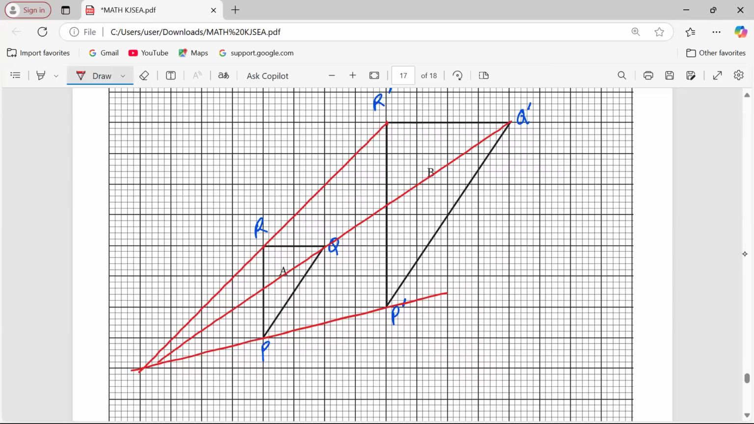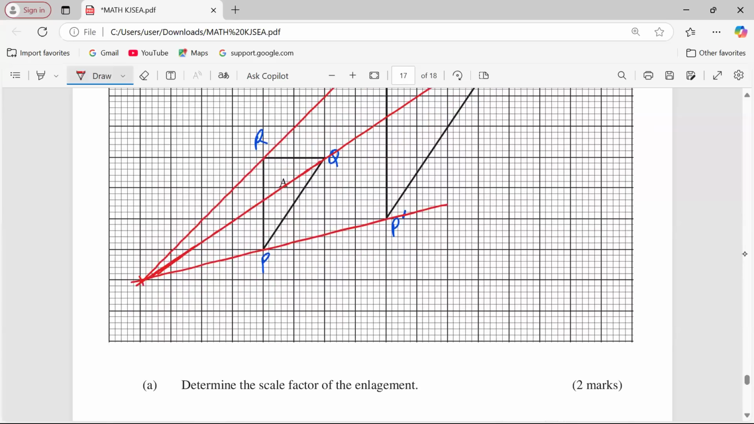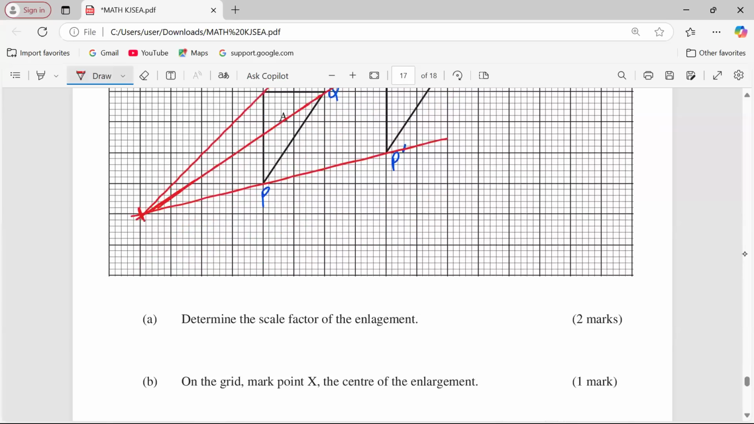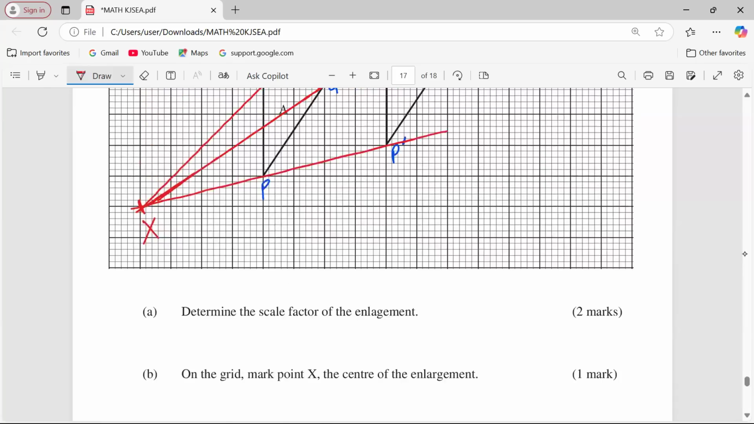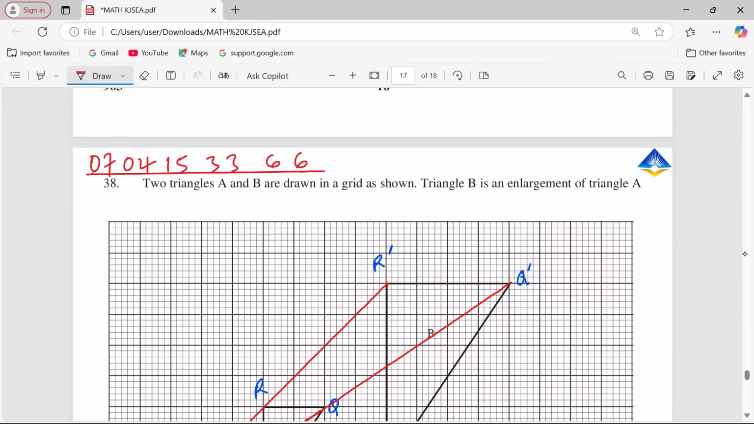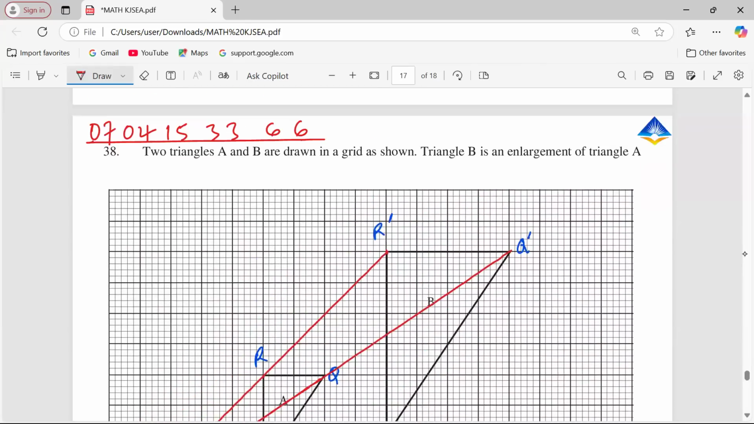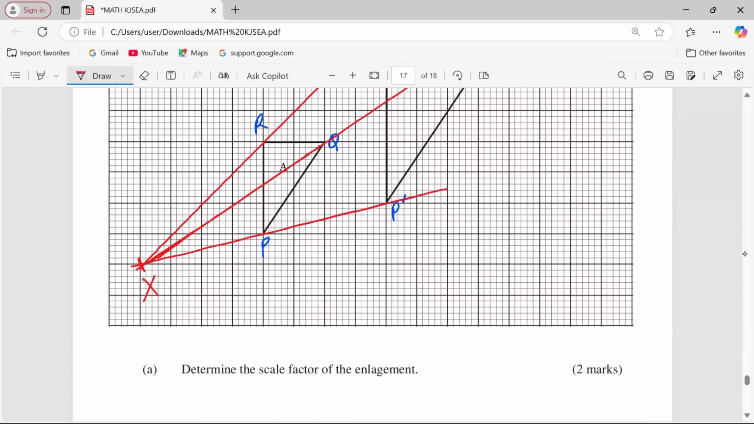This one, I'm supposed to make it very straight. Sorry for that slight mistake. That way. So you see, all the lines are intersecting at this coordinate. I'll begin by marking point X. Point X is there, which is our center of enlargement. The Cartesian plane has not been drawn. We're just going to use the grid.